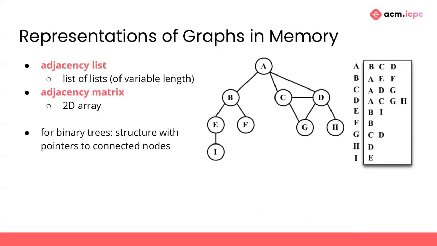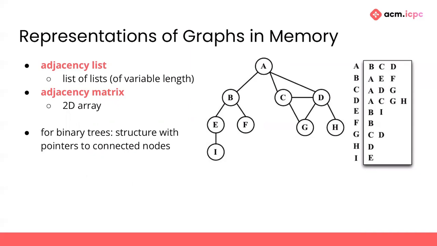So now we're going to do some coding. It's useful to know the representation of graphs in memory. Two very commonly used representations are adjacency lists and adjacency matrices. First, an adjacency list is a list of lists of variable length. In C++, oftentimes we use the vector data structure. And an adjacency matrix is simply a 2D array. Later on, we'll also introduce the topic of trees. In particular, for binary trees, there's going to be a structure with pointers to connected nodes, and we will go over that later.